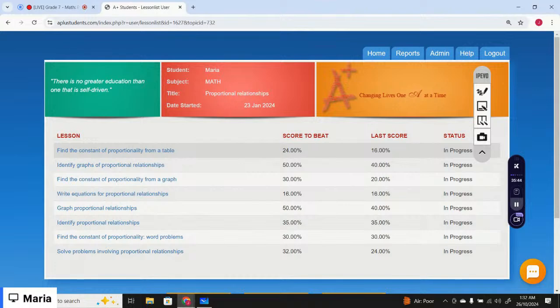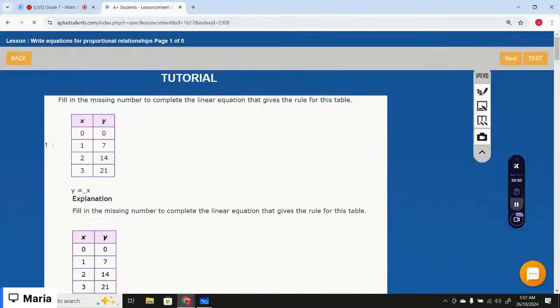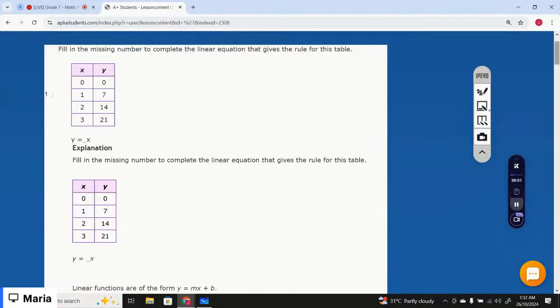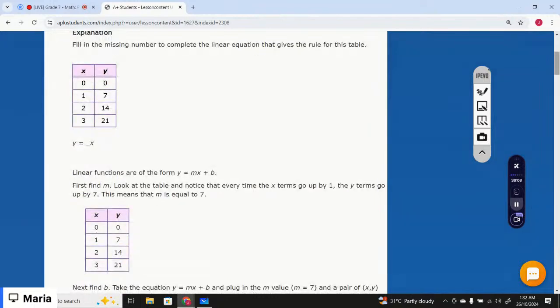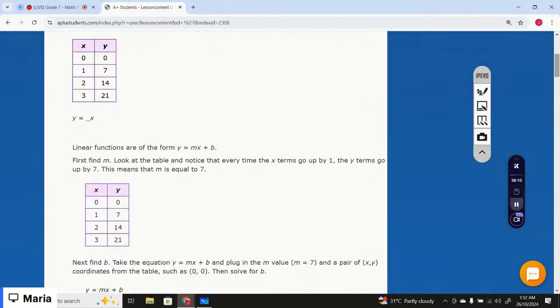The next lesson is write equations of proportionality, write equations for proportional relationships. Let's just start with the lesson. Fill in the missing number to complete the linear equation that gives the rule for this table. So you are given the table, right? You have to complete the equation. Linear equations are in the form y equals mx plus b, right? So you have to calculate the m.